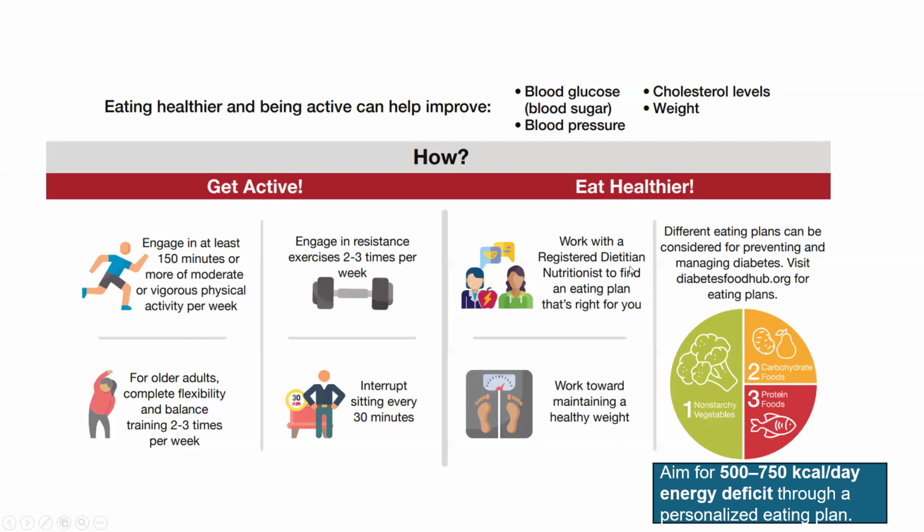Always work with a dietitian and a nutritionist to see what's the right eating plan for you. Always work towards maintaining a healthy diet and a healthy weight. In terms of the diet, you can see the major portion should be of non-starchy vegetables and protein foods, with a very small contribution from the carbohydrate food. Always aim for around 500 to 750 kilocalories per day energy deficit diet through a personalized eating plan. This is extremely important. And there have been some eating plans provided at diabetesfoodhub.org. You can check them out. This is as advised by the ADA.